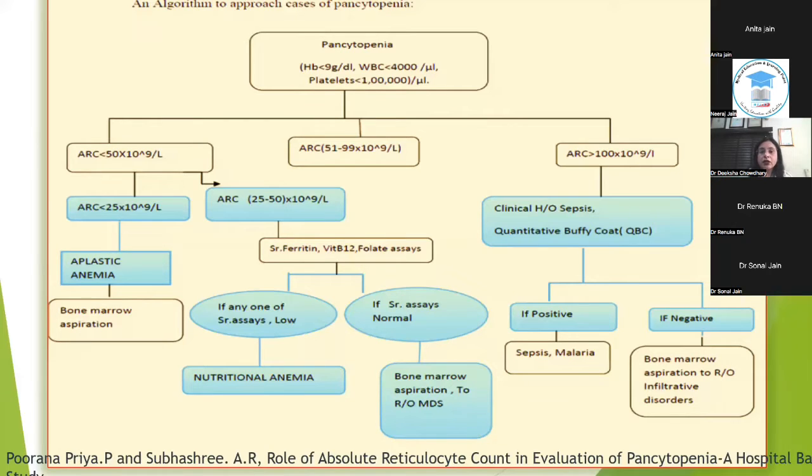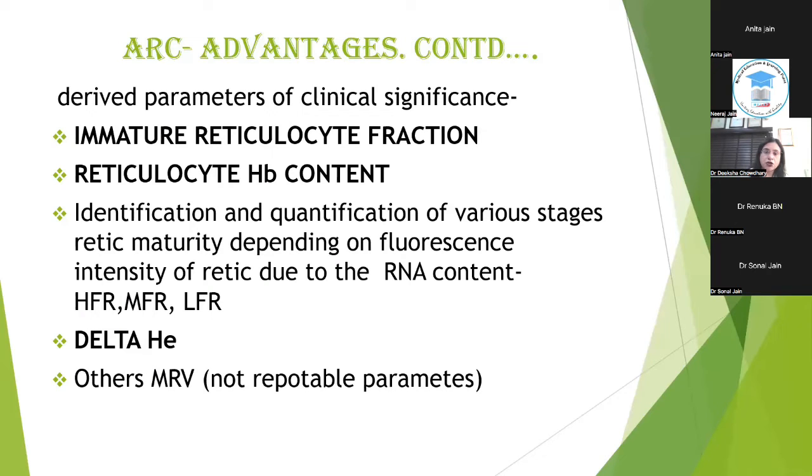In the category of ARC more than 100, the main lot was those of hemolytic anemias. Once hemolytic anemias, malaria, and sepsis were ruled out, then the rest of the patients were advised bone marrow aspiration to rule out infiltrative disorders. So this is how we could triage the patients for bone marrow aspiration rather than advising each and every patient of pancytopenia to undergo bone marrow aspiration.